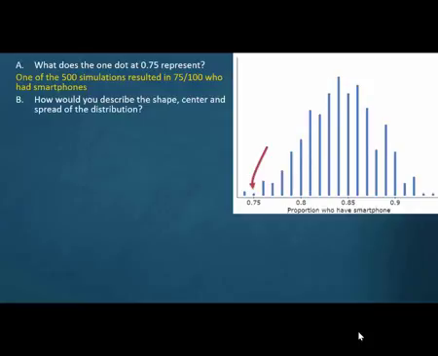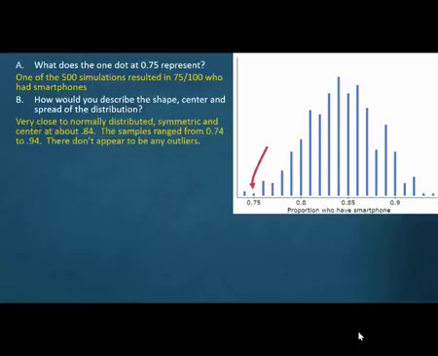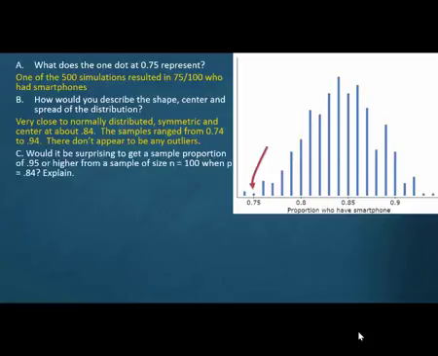So how would you describe the shape, center, and spread of this distribution? We should be pretty good at this by now. Very close to normally distributed, symmetric, center at about 0.84. Samples range from about 0.74 to 0.94. It's sometimes hard to tell when you've got a lot of values. I think we can see what's going on here, though.